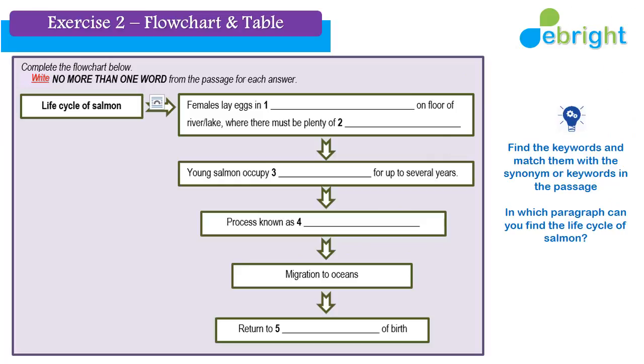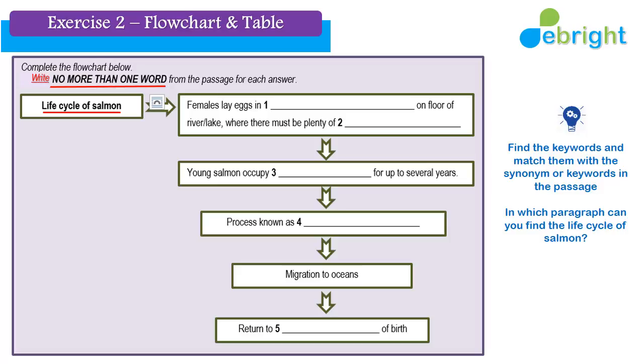Yes, in exercise 2, you've got a flowchart over there, and the instruction is that you need to write no more than one word for number 1 until number 5. And the title over there in the flowchart is Life Cycle of Salmon. So, find the keywords and match them with the synonyms or keywords in the passage. In which paragraph can you find the life cycle of salmon?